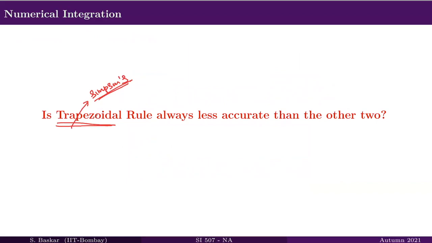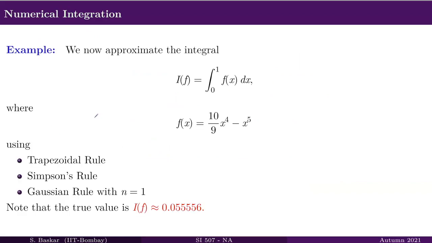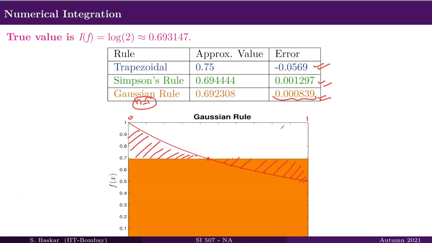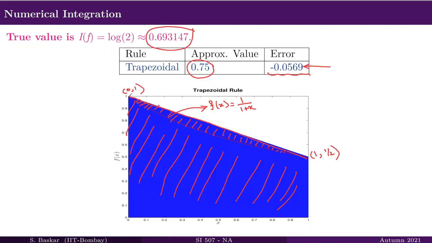Let us try to answer this question. The answer is obviously not always true, because there are also cases where trapezoidal rule gives better results than Simpson and Gaussian rule. For instance, you take f of x equal to 10 by 9 times x to the power 4 minus x to the power 5. Before going into this example, I will give one very quick example which you would have guessed by this time. Look, trapezoidal rule actually takes the straight line and integrates. If your function f itself is a straight line, then what happens?